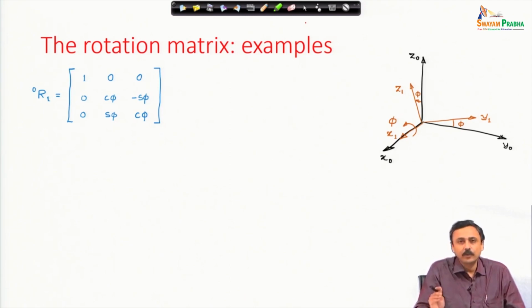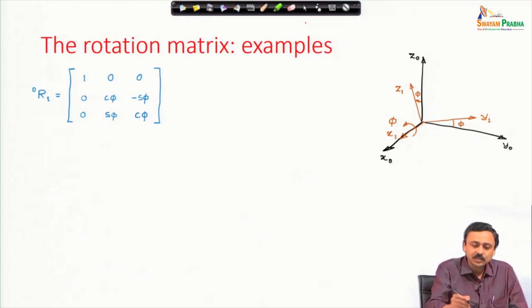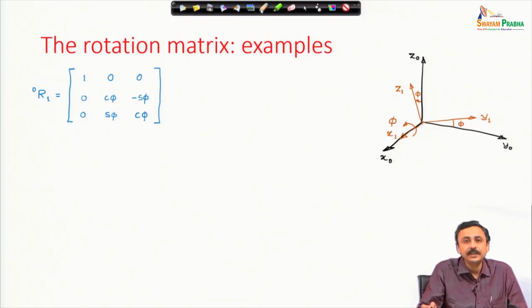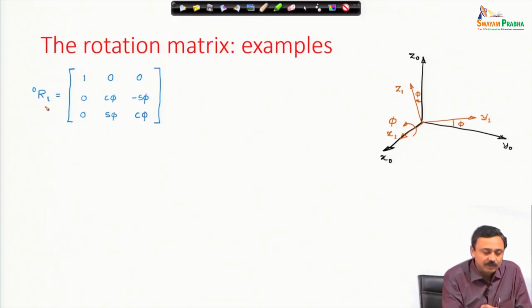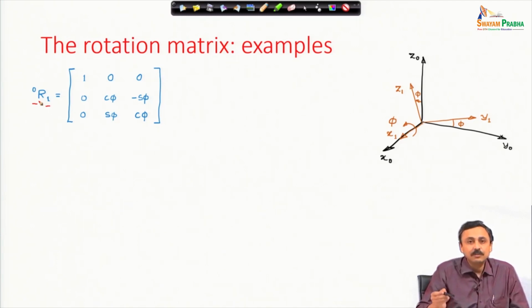Initially the brown frame was coinciding with the black frame. Now, what we have done is we have rotated the brown frame, but about x naught or x 1, because x naught and x 1 remain identical during this rotation. Now, how do I construct the rotation matrix? The rotation matrix we are representing is 1 to 0, which means I must represent the frame 1 in frame 0.